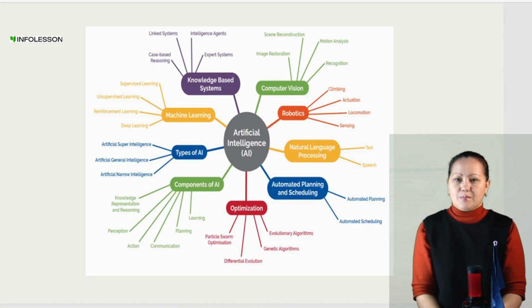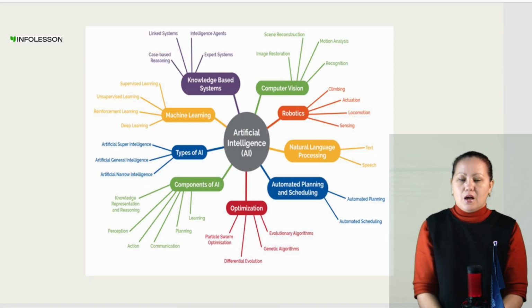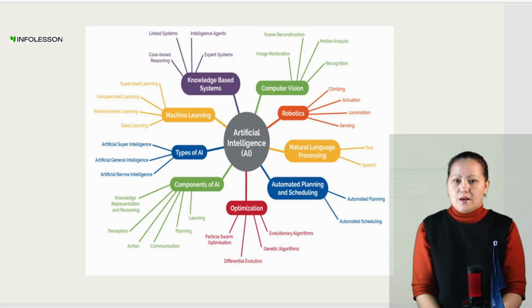Artificial intelligence can be characterized as follows. First, knowledge-based systems. Second, computer vision. Third, robotics. Fourth, natural language processing. Fifth, automated planning and scheduling. Sixth, optimization. Seventh, components of AI. Eighth, types of AI. Ninth, machine learning.